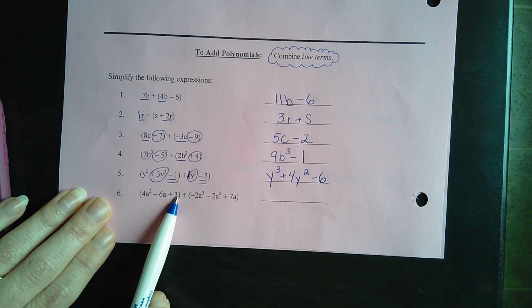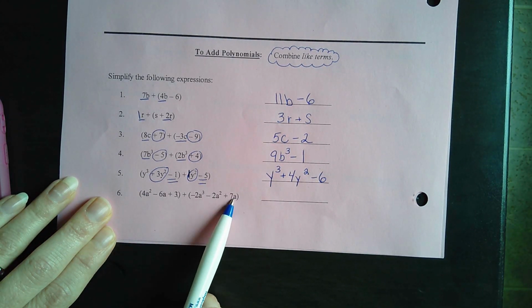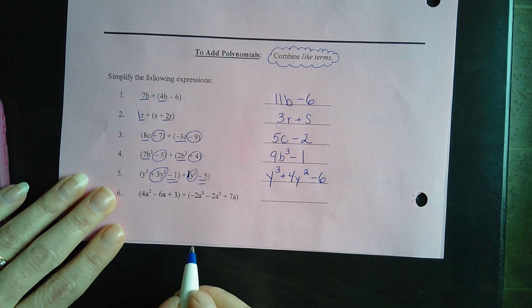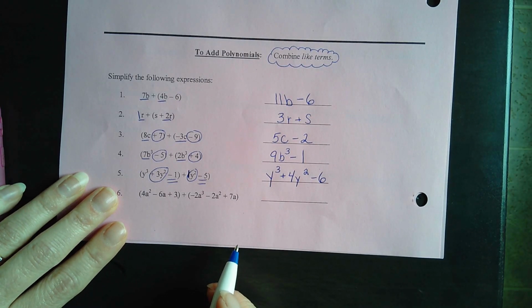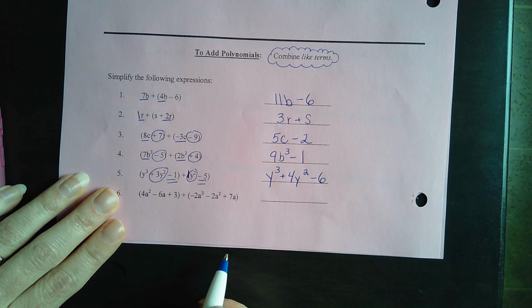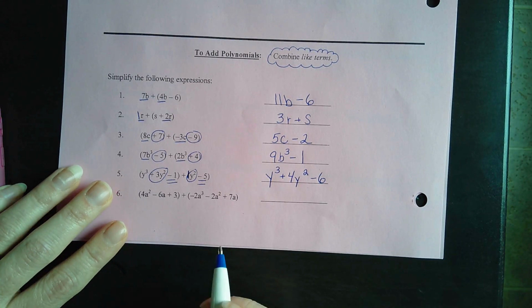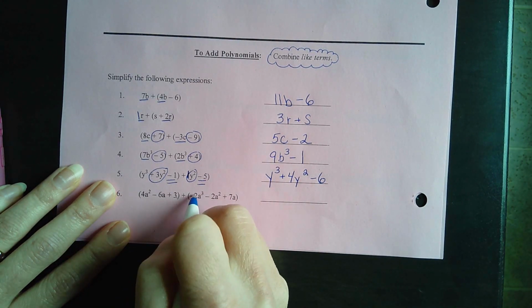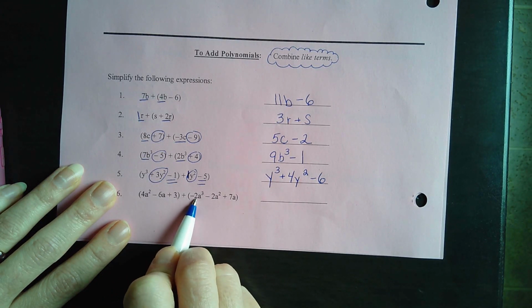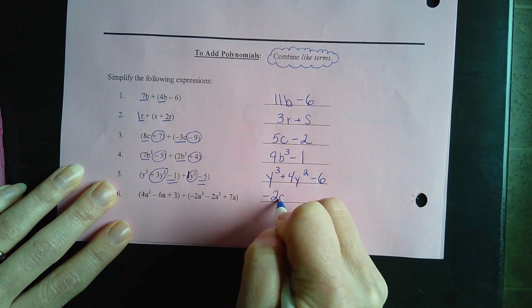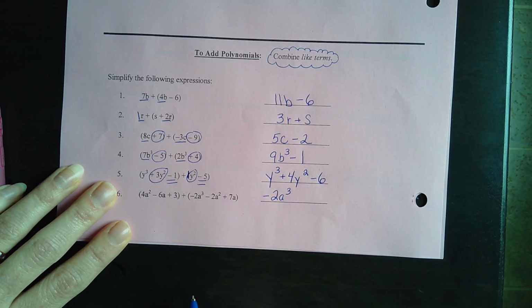Here we have a trinomial plus another trinomial. Find those like terms. I like to start with the highest exponent. You do not have to if they do not specify that you need to, but it's just something I like to do. So I'm going to start with my exponent of 3. There's nothing like this term. There's no other a to the third, so I'm just going to bring over my negative 2a to the third.